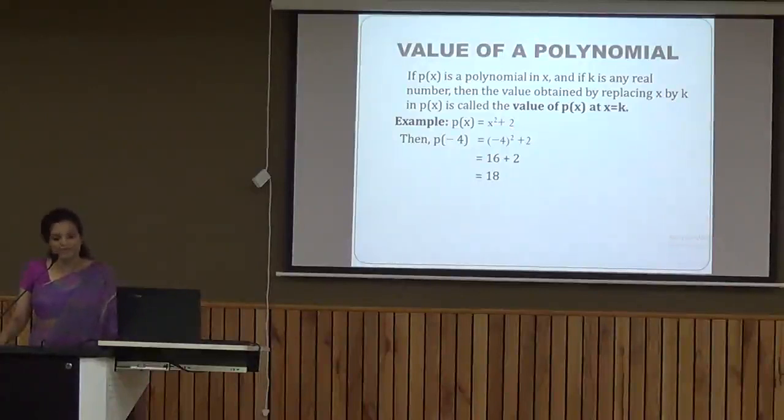Now what does that mean? Let's see. As an example, let me take a polynomial x squared plus 2, as you can see on the board. Now what value of x should I put in? If I put x equal to minus 4, that is the value of the polynomial.